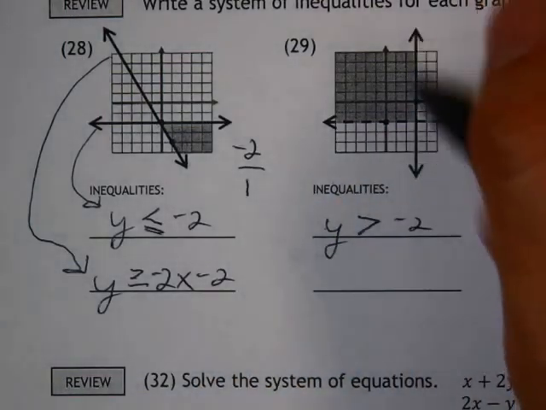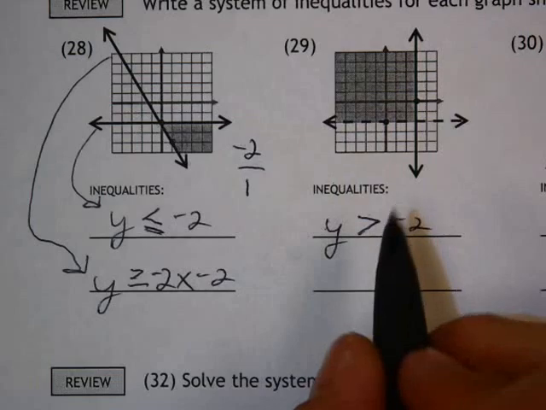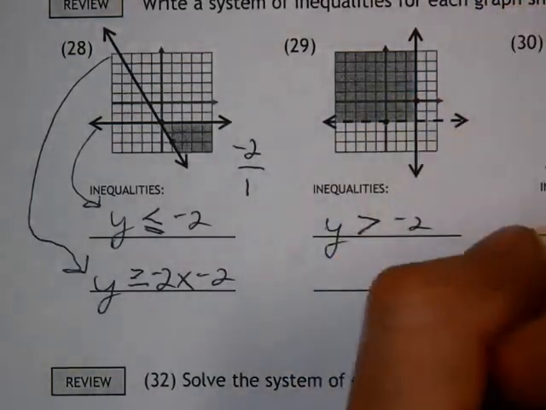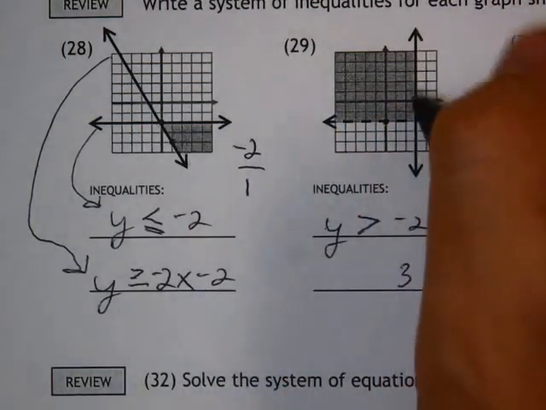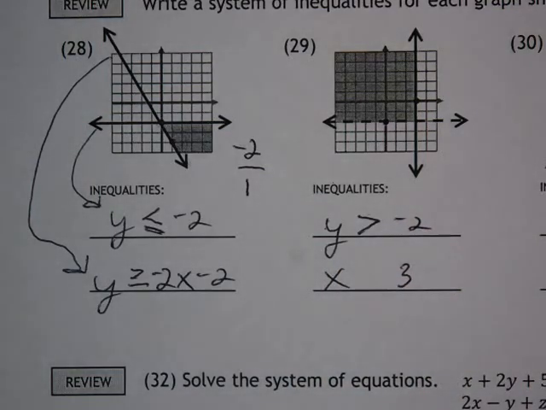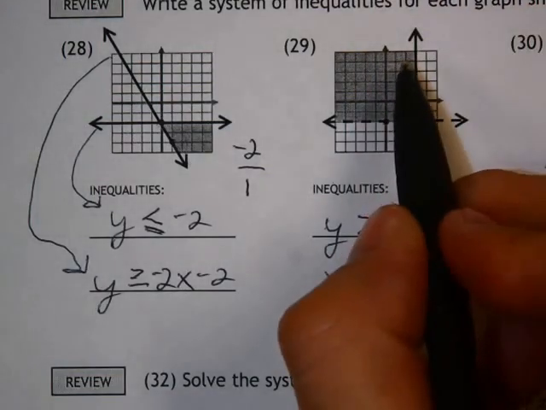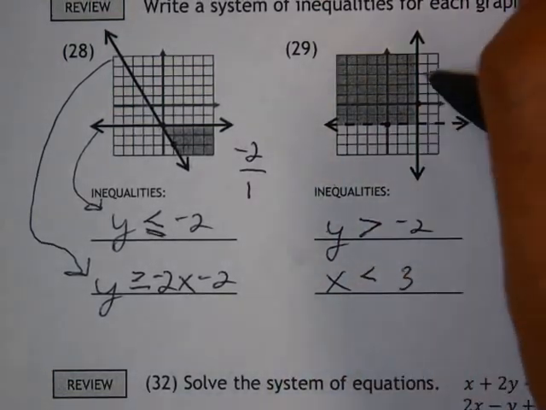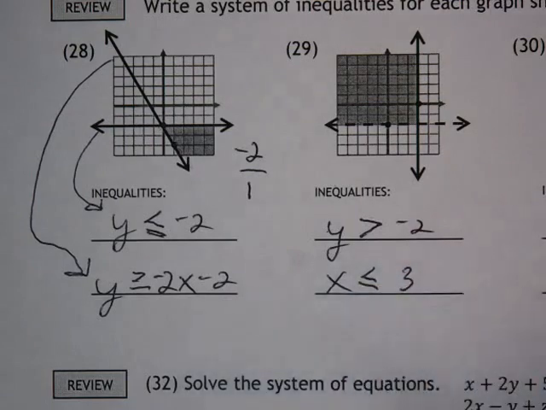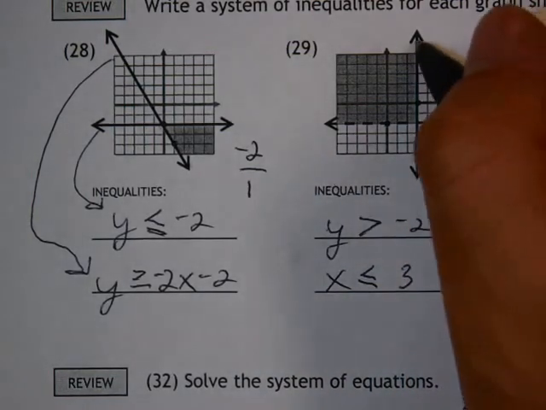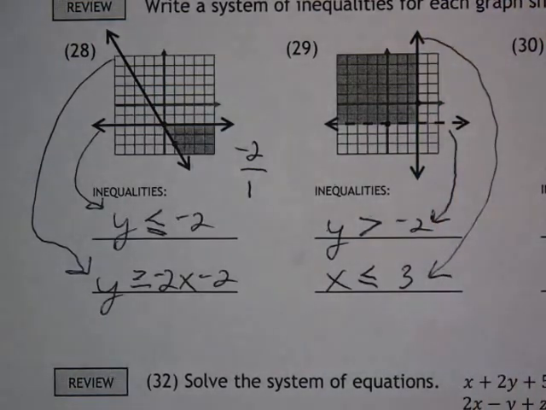Now we've got this vertical line to go with it, and it's solid, so we'll have the line underneath. It's going through +3, but this time since it's vertical and it's actually intersecting the x-axis, that means it's going to be x by itself and not the y. The shading is to the left of this line, which means it's less than, and again that's a solid one, so that's or equal to. So this dashed line, the first one was that first inequality, the vertical was the x. There's both systems for 28 and 29.